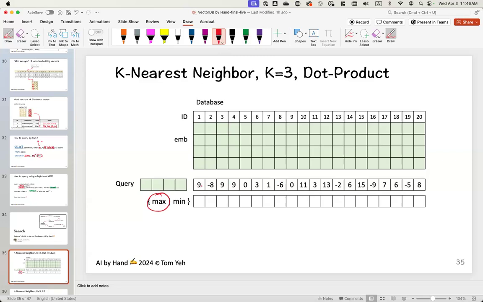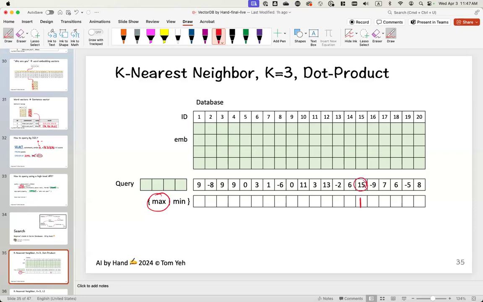So start with 9. That's kind of big, but I'm not really sure. Is it the biggest one? We don't know until I scan down. I'll find 11, pretty big. Is it the biggest? I don't know. 13. Oh, 15 even bigger. Okay. So I scan down to the end. I'm pretty confident 15 is the biggest. So this is my number 1.